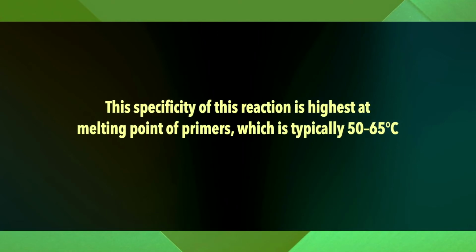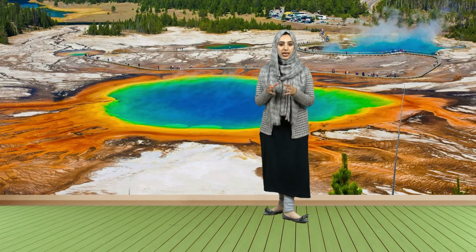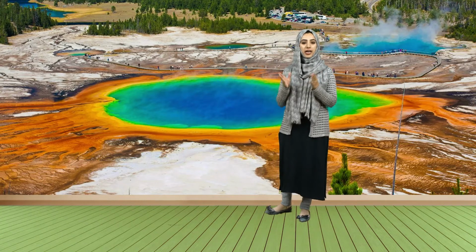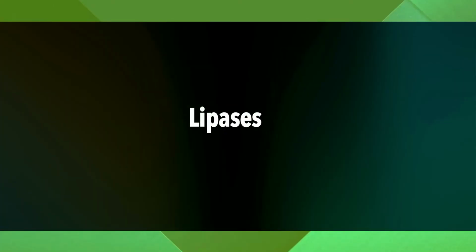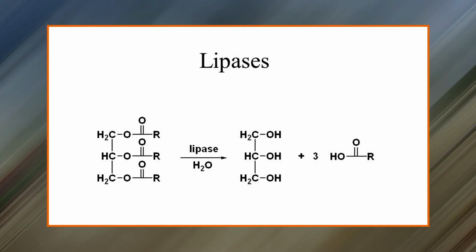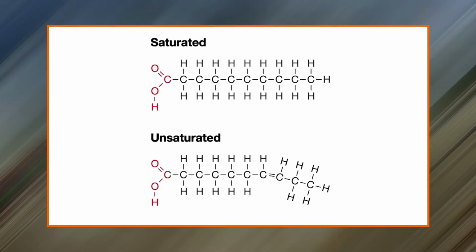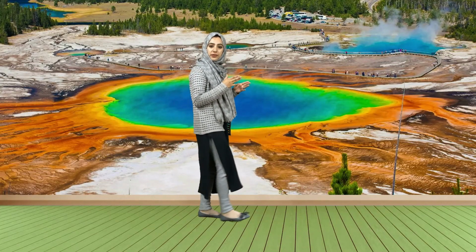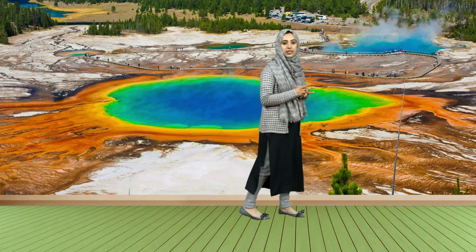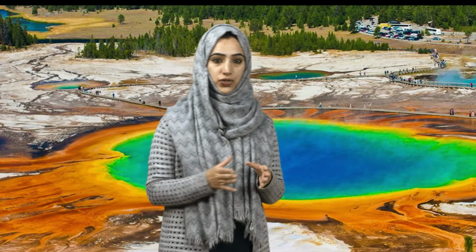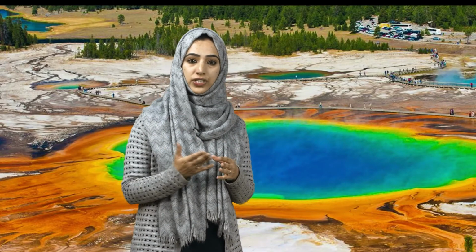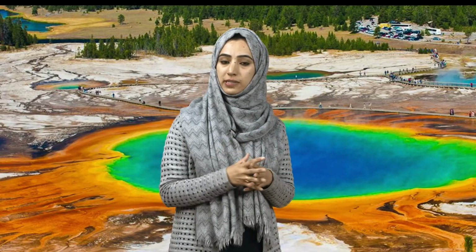The specificity of this reaction is highest at the melting point of the primers, which is typically 50 to 65 degrees. Another application lies in the construction of sequencing primers by high temperature ligation of hexameric primers. Then we have lipases. Lipases hydrolyze tri-, di- and monoglycerides into fatty acids and glycerol. Several hyperthermophilic lipases have been isolated and characterized. Biological treatment of fats at high temperatures is advantageous, since fats above their melting point in the liquid state become more accessible to the enzyme.